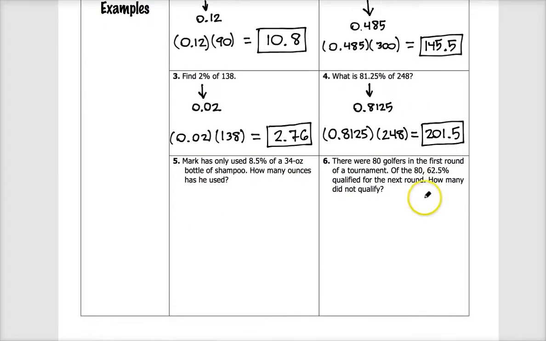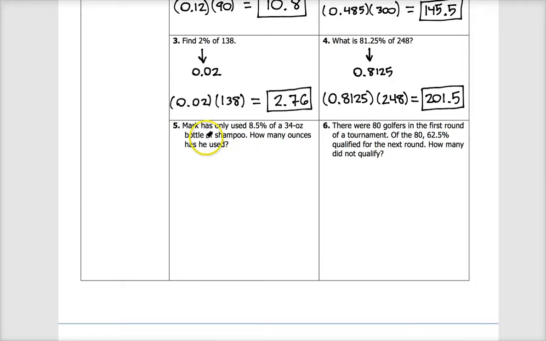Okay, let's apply that to a couple of word problems now. Number five, Mark has only used 8.5% of a 34-ounce bottle of shampoo. How many ounces has he used? So 8.5% as a decimal would be 0.085. And we're taking that times the whole part, which is 34. 0.085 times 34 is 2.89. So that means he's used 2.89 ounces so far.